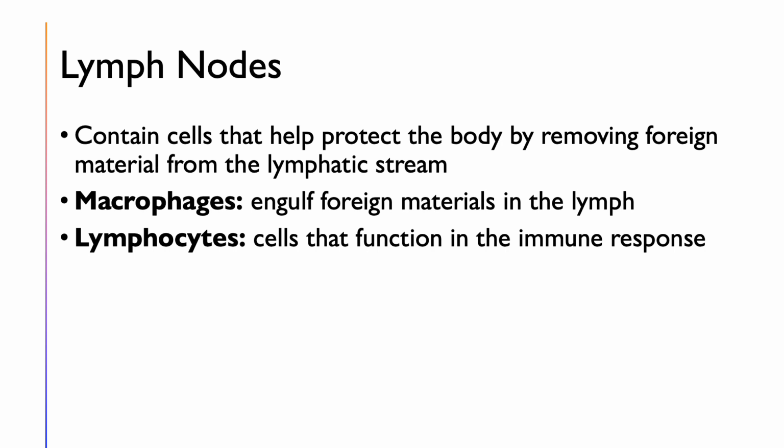This is the reason why, when we have an active infection, say an active infection of our upper respiratory tract, our upper neck will have some palpable swollen areas. These are actually our lymph nodes trapping and fighting off the infectious agent.